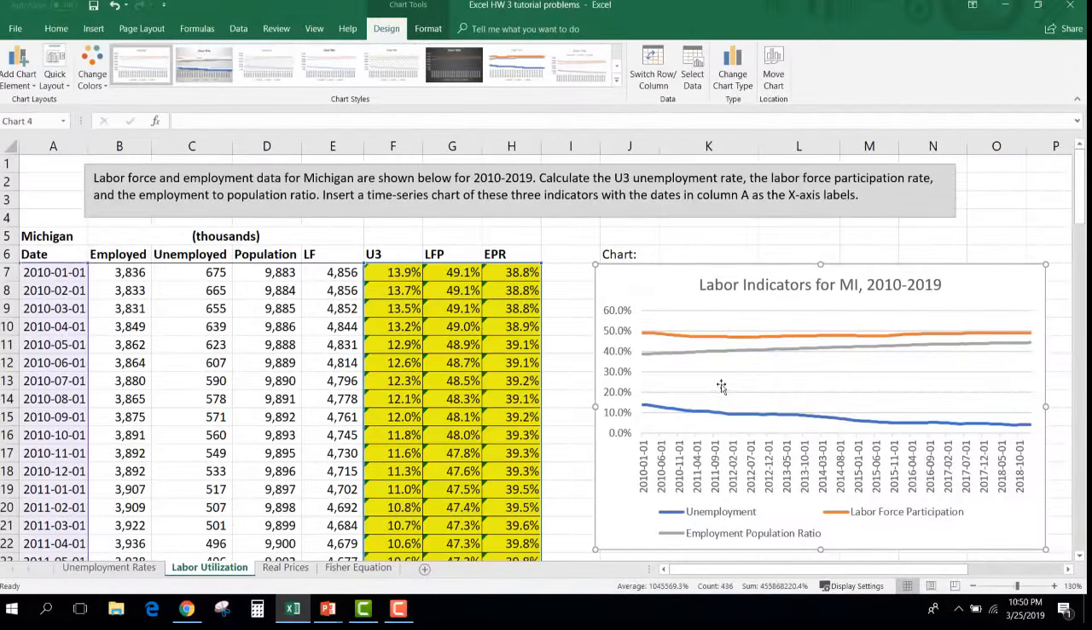Okay. Now on the homework itself, it's not going to look exactly the same because I've got a slightly different data set, but that's the exact procedure you're going to use. All right. Okay, that wasn't too bad.